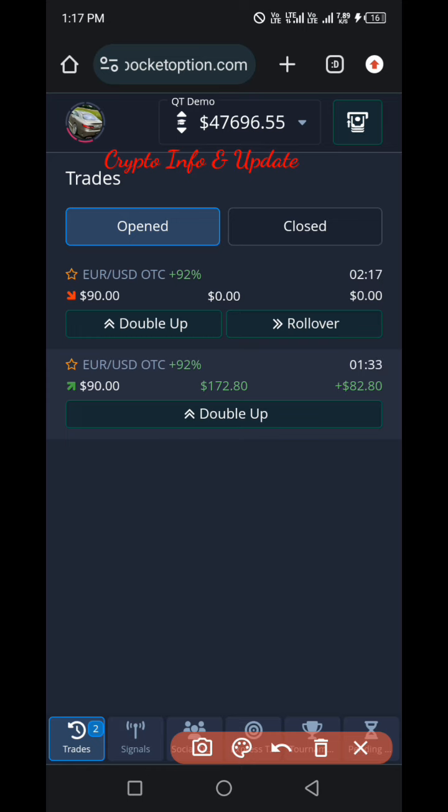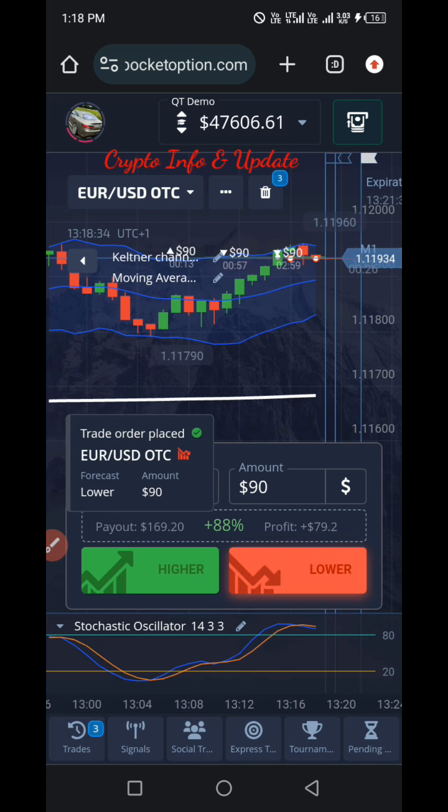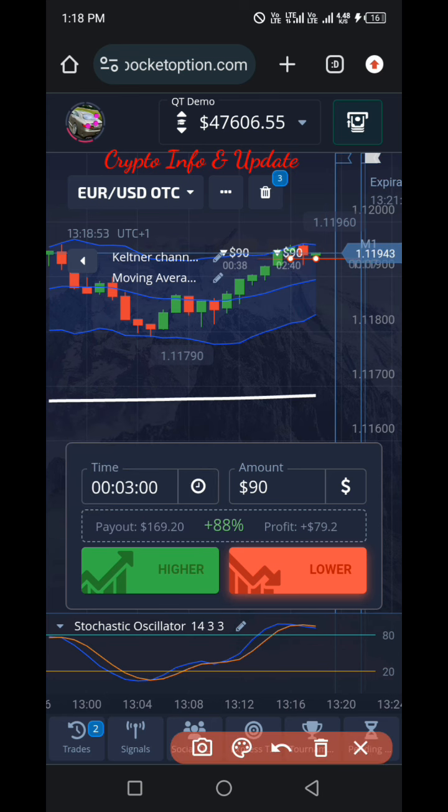Now look at what I mean here. Let's go back to the main dashboard. I will take a fresh trade again, please, because my target is the rollover feature. Now take note, the original time frame of this trade is 3 minutes. You can see it over here, 3 minutes. So please note that, 3 minutes.